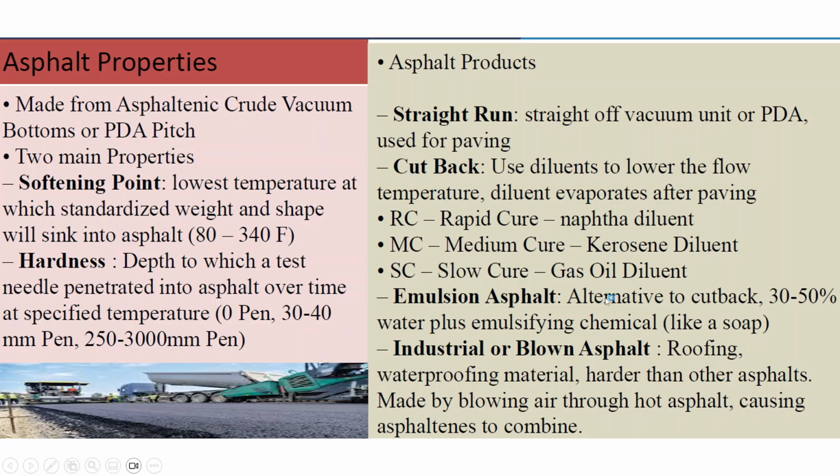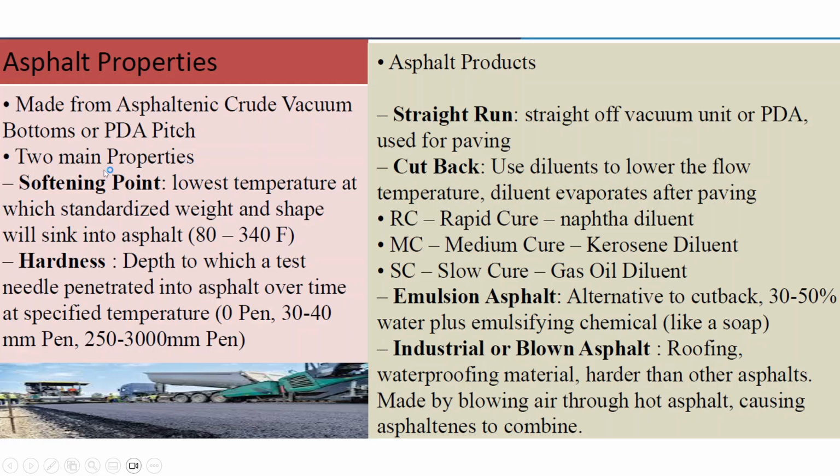Emulsion asphalt is made by mixing 30 to 50% of water in the asphalt product, and not only water but also some kind of emulsifying agents for the stabilization of the emulsion. And the third one is industrial or blown asphalt. That is when air is blown into the asphalt, made by blowing air through the hot asphalt, causing asphaltenes to combine. So this kind of asphalt is mainly used in roofing and waterproofing materials.